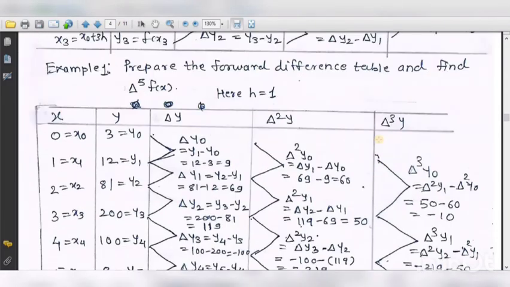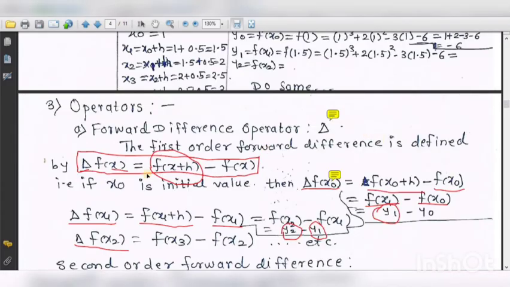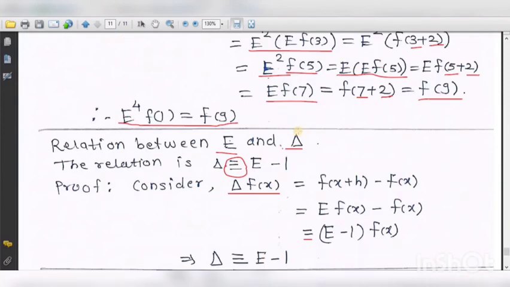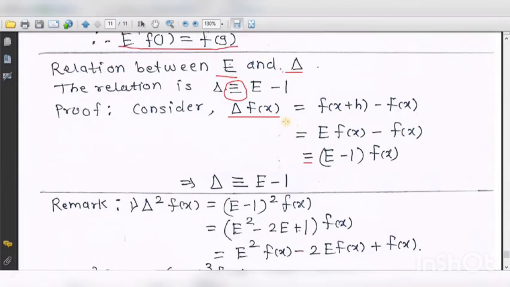Yeah, here is the definition. Look here, we have seen this in lecture 2. What is the forward difference operator? Here it is delta, and delta f(x) is f(x+h) minus f(x). We have seen this in lecture 2. Now we are applying this definition to prove this relation.